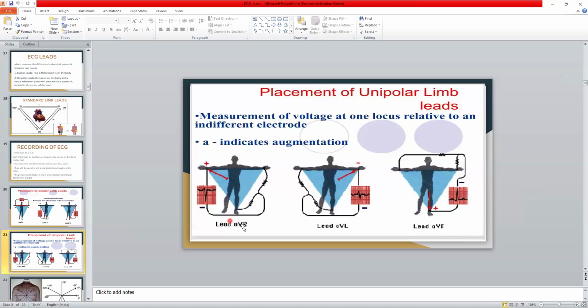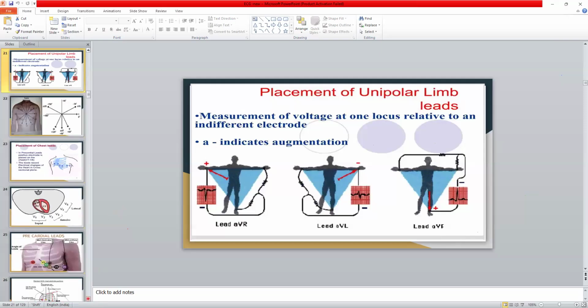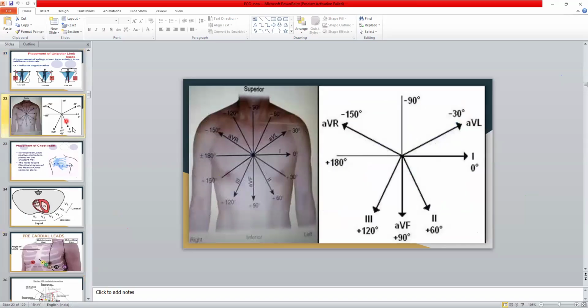Here this 'a' indicates augmentation. What do I mean by augmentation? It is the process of making or becoming greater in size. So in this slide, you can see lead 1, lead 2, lead 3, aVR, aVL and aVF with the different electrical activities.